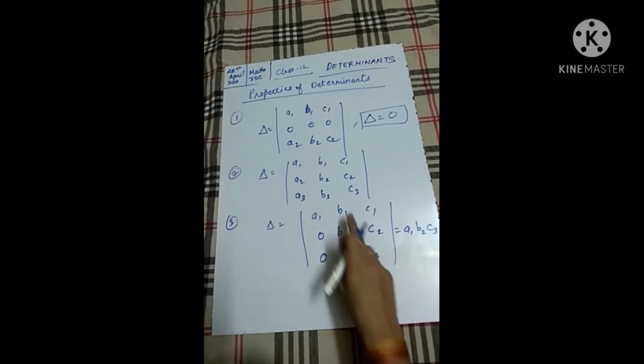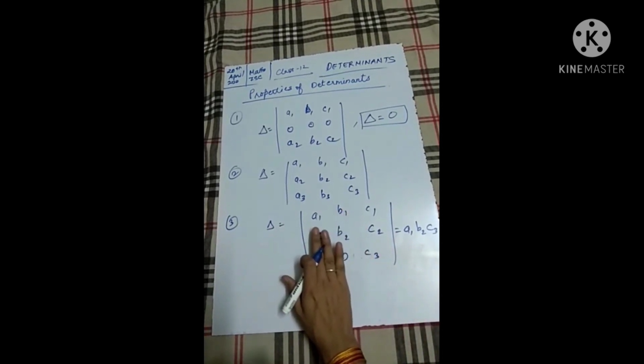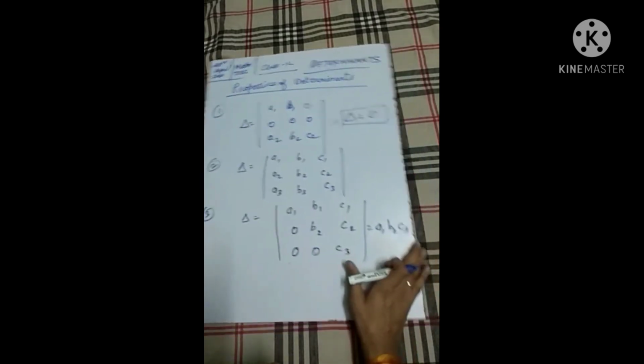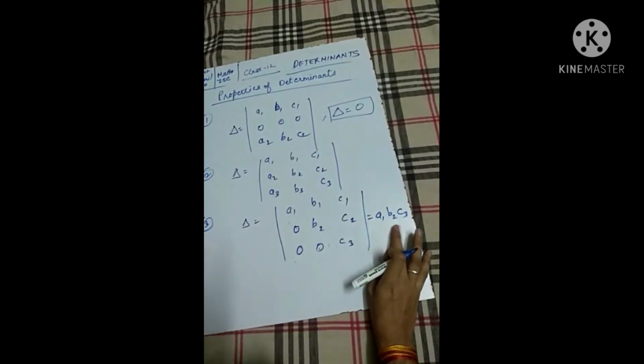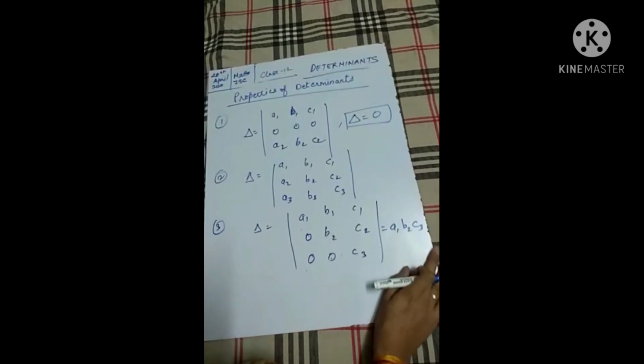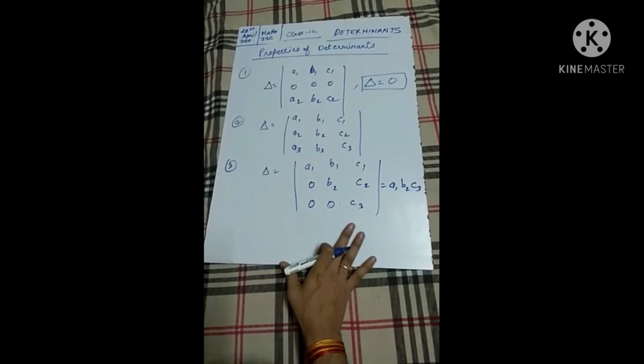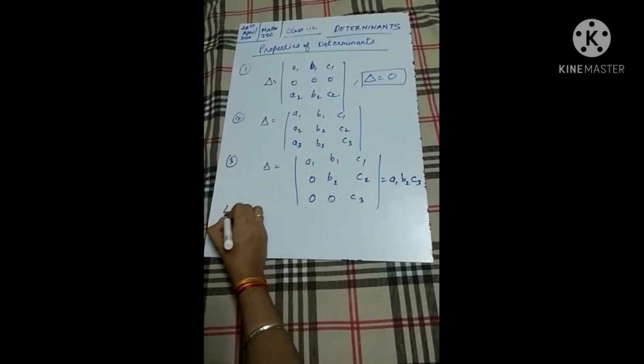Similarly, the same case applies here: if you have some certain values here and 0 0 0 is there, then the answer will be a1 b1 into c3. This is the third property. Then comes the fourth property. Let us see the fourth property.